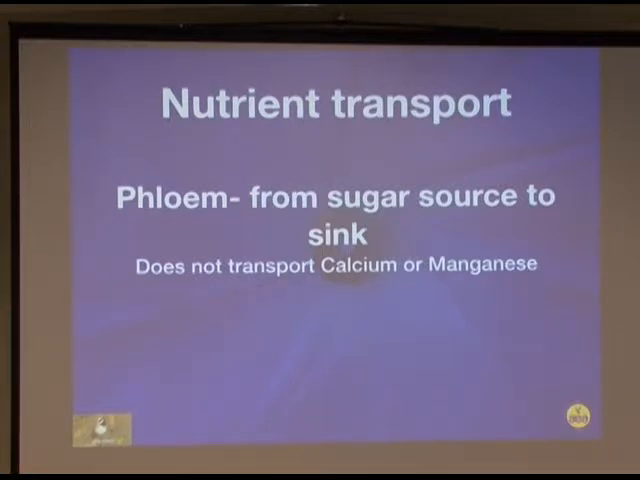This is why foliar applications of calcium chloride, calcium acetate, and so forth on Honeycrisp apples have a very limited effect in moving calcium into the fruit, because they're dependent on the calcium that actually lands on the fruit itself rather than on the leaf.